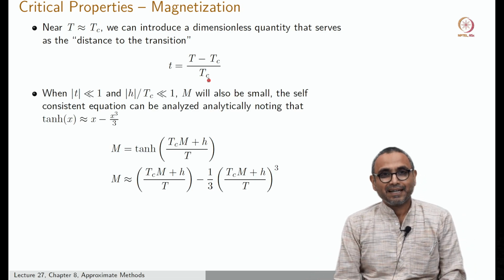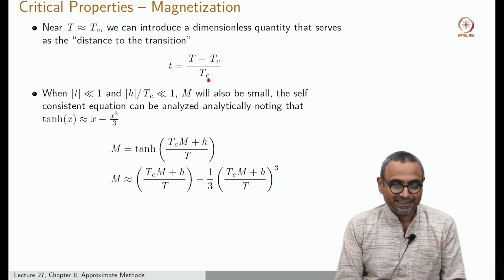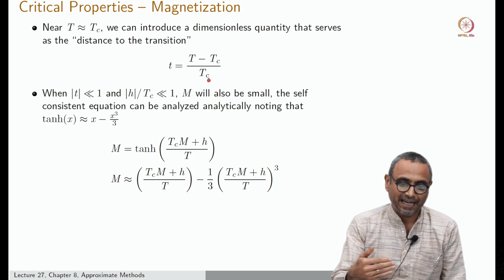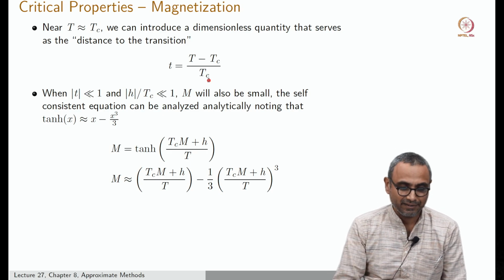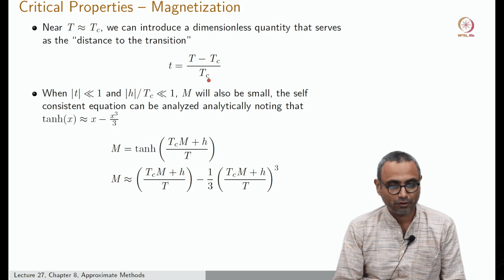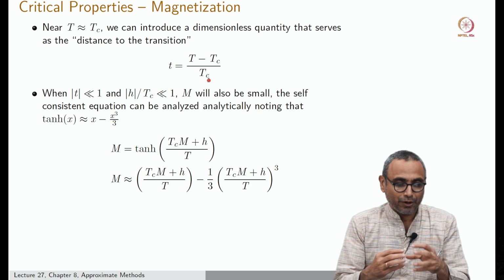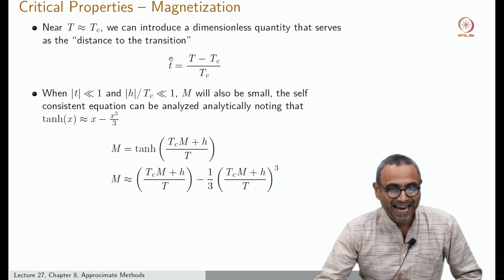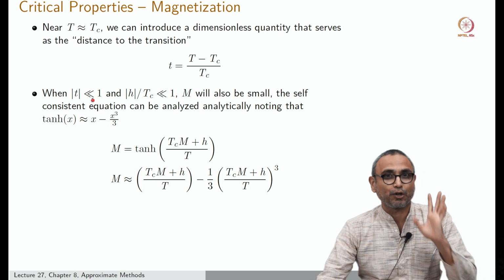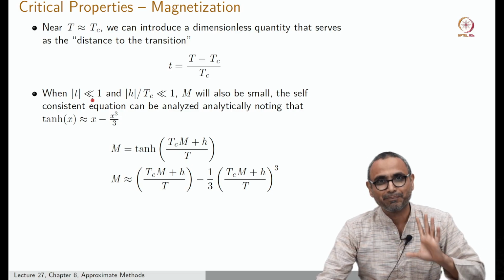Okay, so to proceed with the analysis, let me give you a brief idea of how this analysis is going to be done so that you can take your pen and paper out and work this out for yourself. We are going to be near the critical point. What that means is the magnitude of little t is going to be much smaller than 1. That is what we mean by being near the critical point.